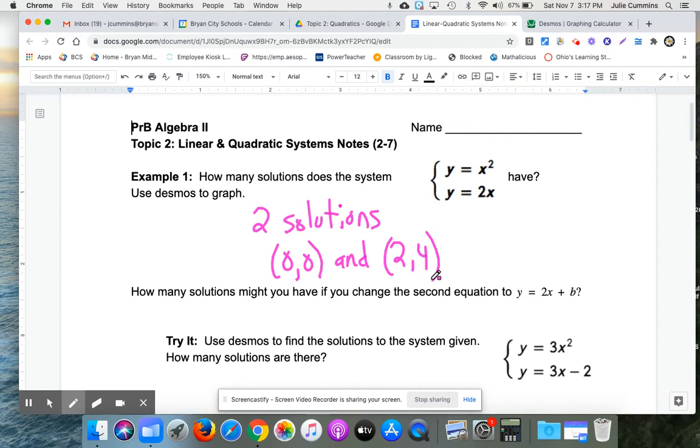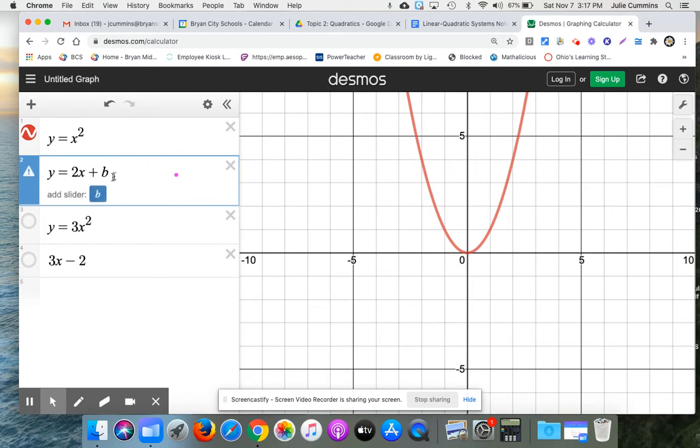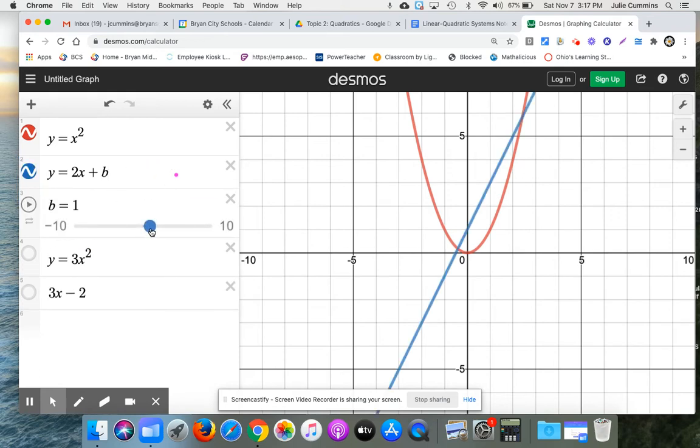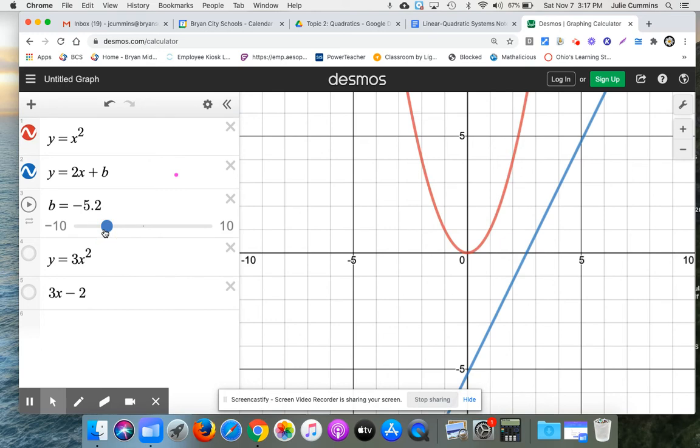Now, the question is, are there always two solutions? Let's go back to Desmos and change this. Let's not have a pencil, that's not helpful. I'm going to change it to 2x plus b and add a slider here. If we change that value of b in this direction, we still intersect in two points, but then we can get to a point here where we only have one solution. And if we change it some more, we can get to a point where we don't have any solutions. So linear and quadratic systems might have two solutions, they might have one, or they might not have any.